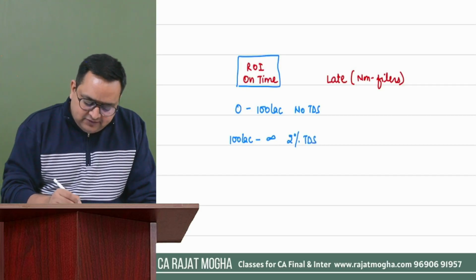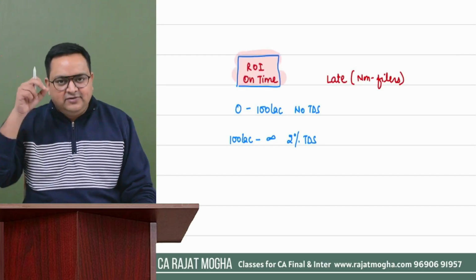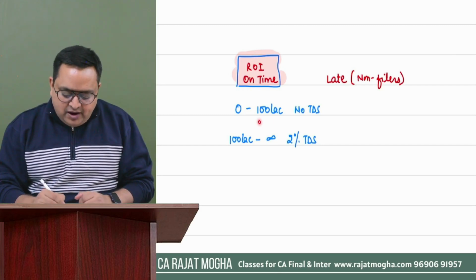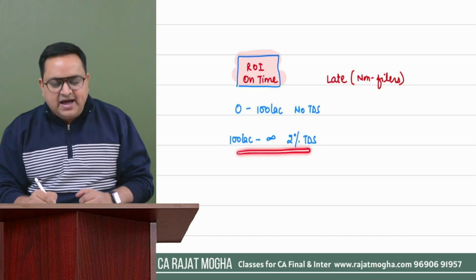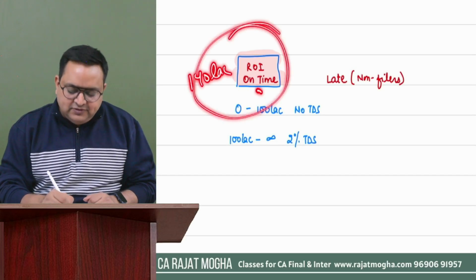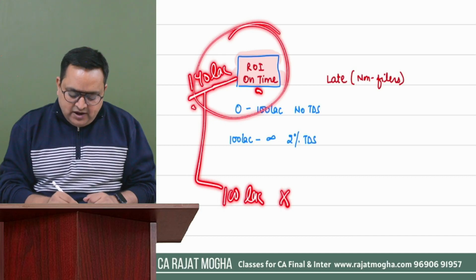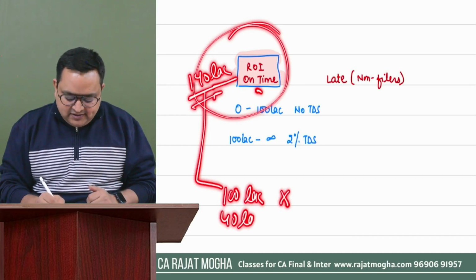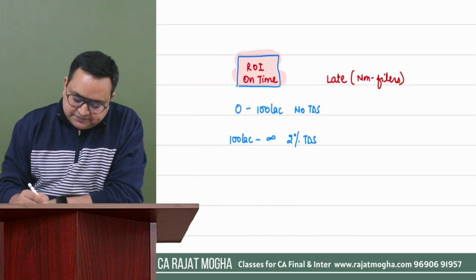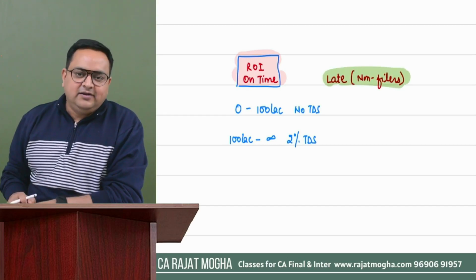So here, if this person is filing their returns on time, then up to 100 lakh no TDS, above 100 lakh there would be 2% TDS. So let's say this person has withdrawn 140 lakh and belongs to this category. Up to 100 lakh, there would be no TDS. In excess of 100, that is 40 lakh, there will be a TDS of 2%. Getting it? Okay.